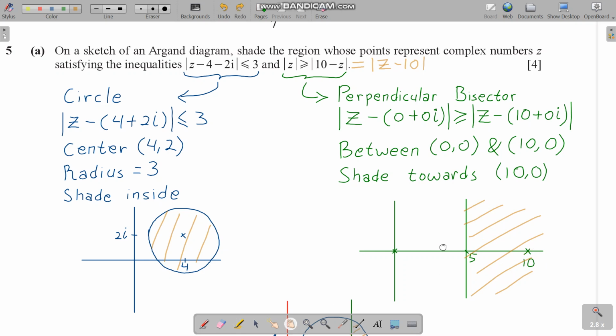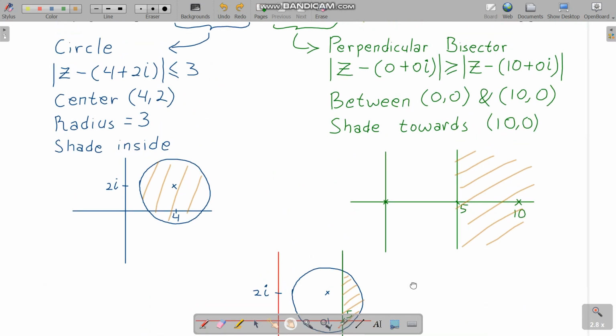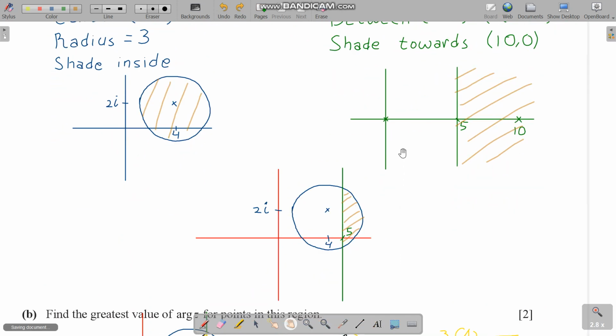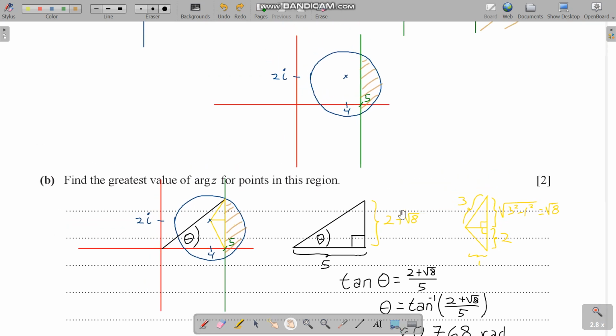Now if we combine the two graphs, the intersection would be: you have to draw the circle and the perpendicular bisector, shade inside the circle and to the right of the perpendicular bisector. So we need to label the center of the circle, we need to label the x-intercept of the perpendicular bisector, shade the right region, and make sure the radius is around here, because the radius is 3, so this is the sketch.